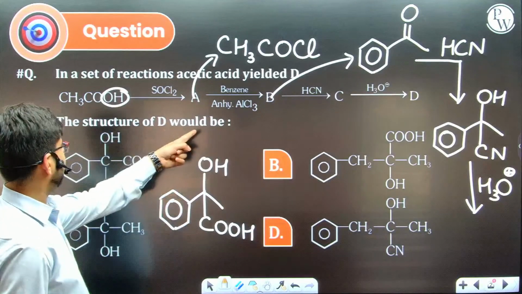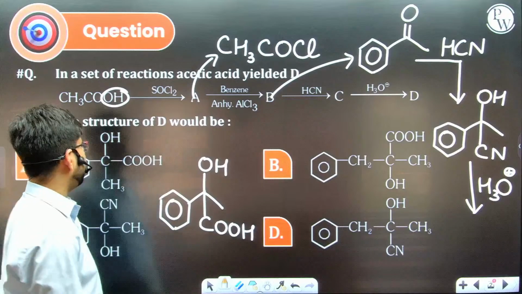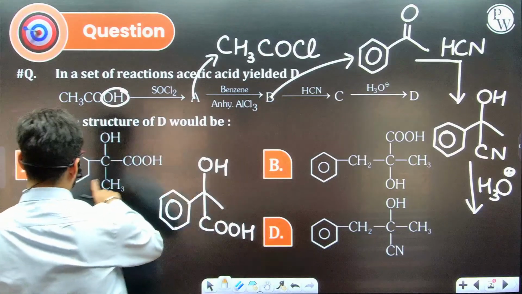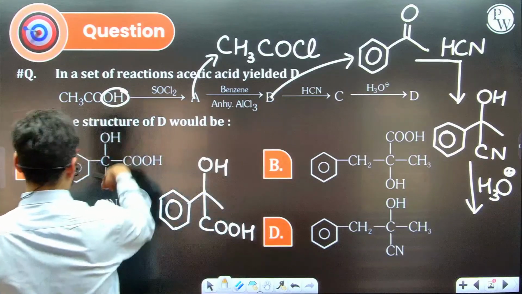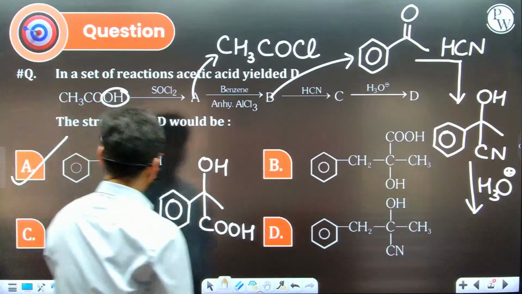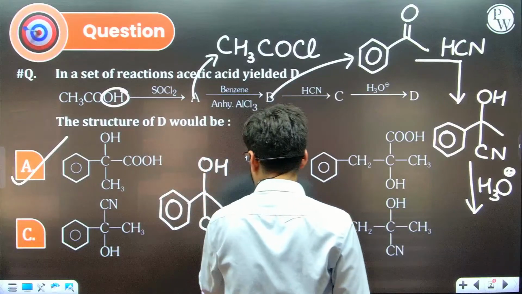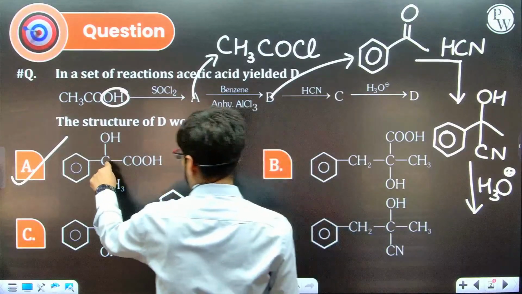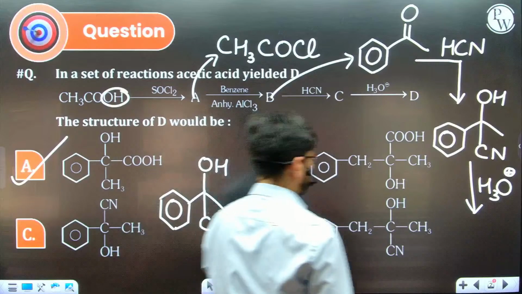We have been asked to identify the structure of D. So which option is it? C containing CH3 and then OH, COOH. Yes, option A, because the same carbon has CH3, OH as well as COOH.